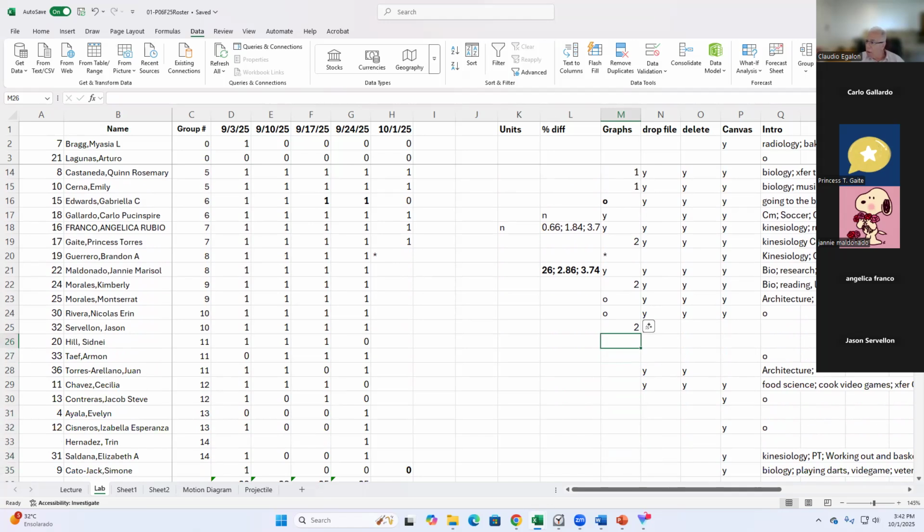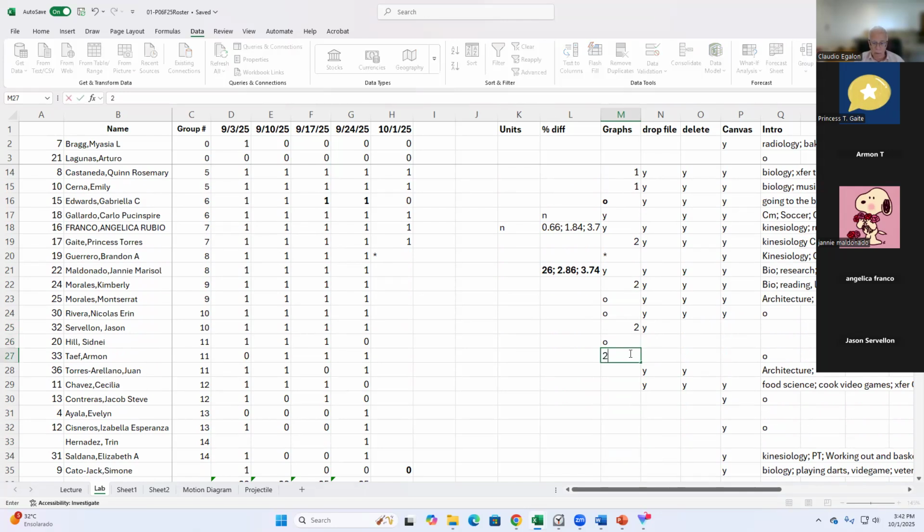So here goes Sydney Hill. Is Sydney Hill here? No, Sydney is not here. Next, Armand Taef. I'm here. Yeah, I drafted two graphs. 2 graphs. Okay. Also the first class I was here and it says 0, but I was here. Okay. Let's put that here.